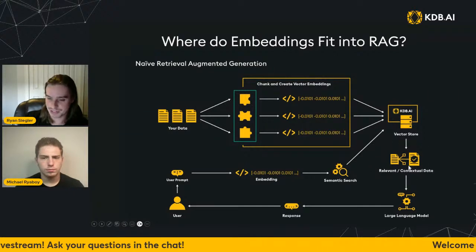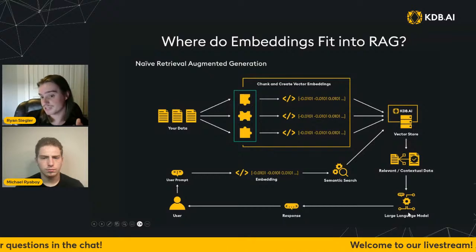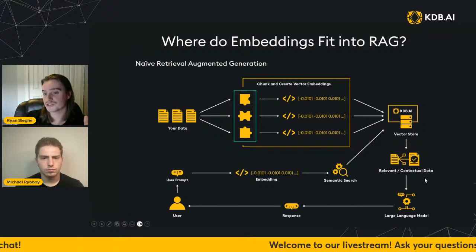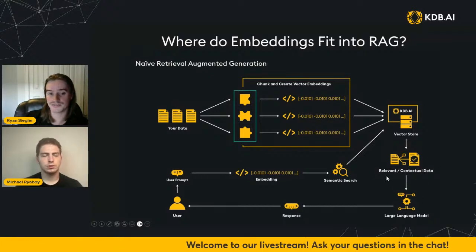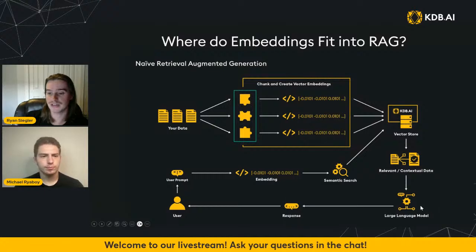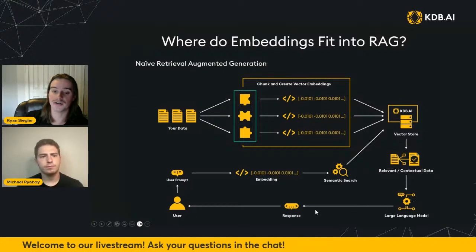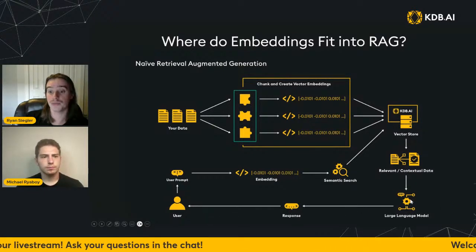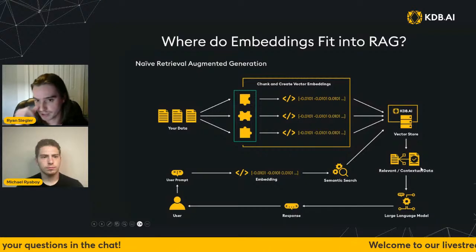Then the second step is augmenting, retrieval augmenting the large language model with these retrieved pieces of data and the user prompt to allow our large language model to then generate a response for the user based on this relevant and contextual data.